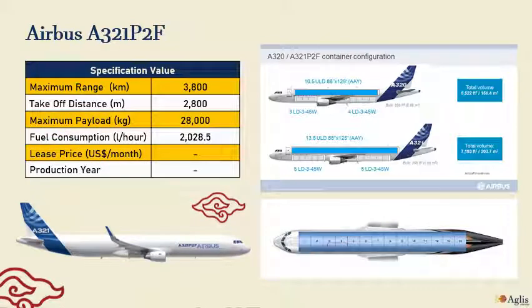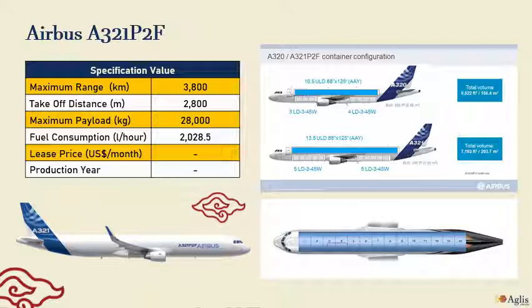Okay, so the next aircraft on our candidate list is the Airbus A321P2F aircraft. For this plane, the maximum range that it can go is 38,000 kilometers, and the minimum takeoff distance for this plane is 2,800 meters. This plane can also carry loads up to 28 tons of weight.